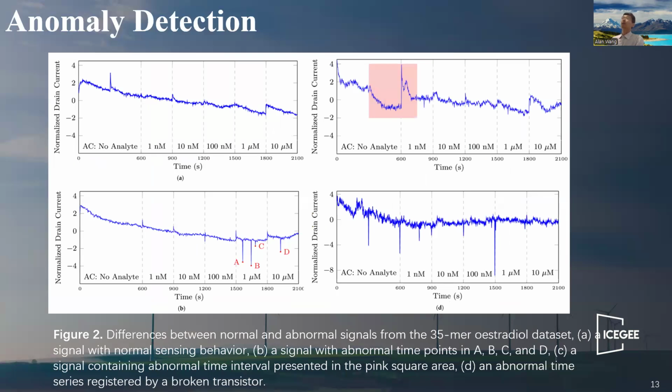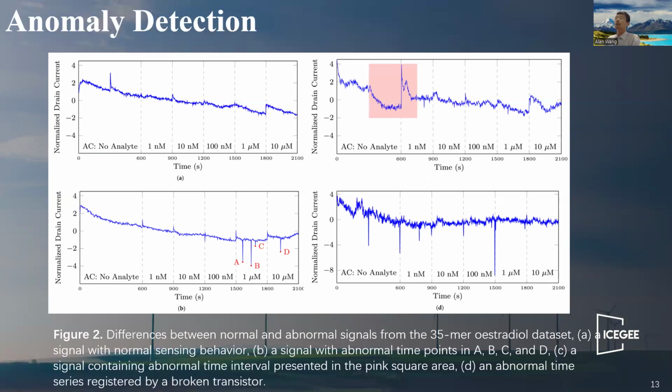This figure demonstrates the differences between the normal and abnormal signals from the Australia data set. The signal in figure A is the signal with normal sensor behavior. Sometimes it's very common when we collect the data that there could be some abnormal time points. Subfigure B demonstrates some abnormal time points. For example, in the red circle in subfigure B, you can see there are some spikes. This kind of spike is abnormal, so we need to detect and then remove this kind of abnormal measurement.